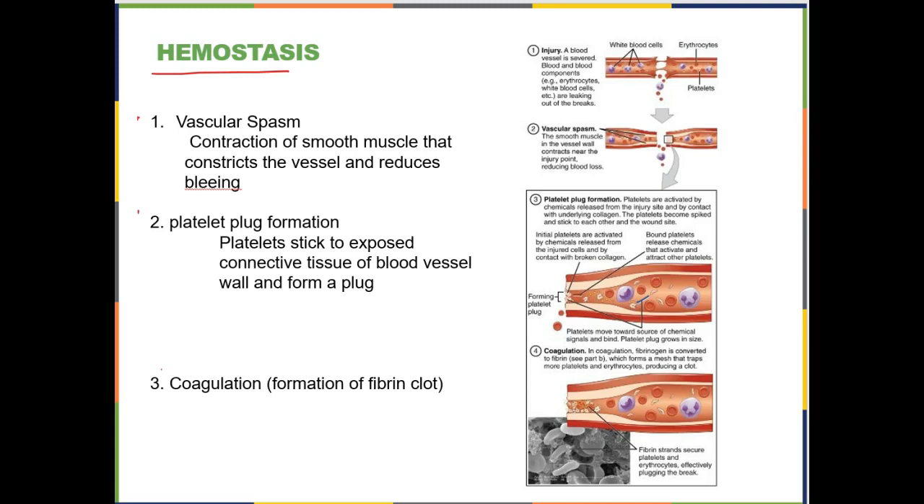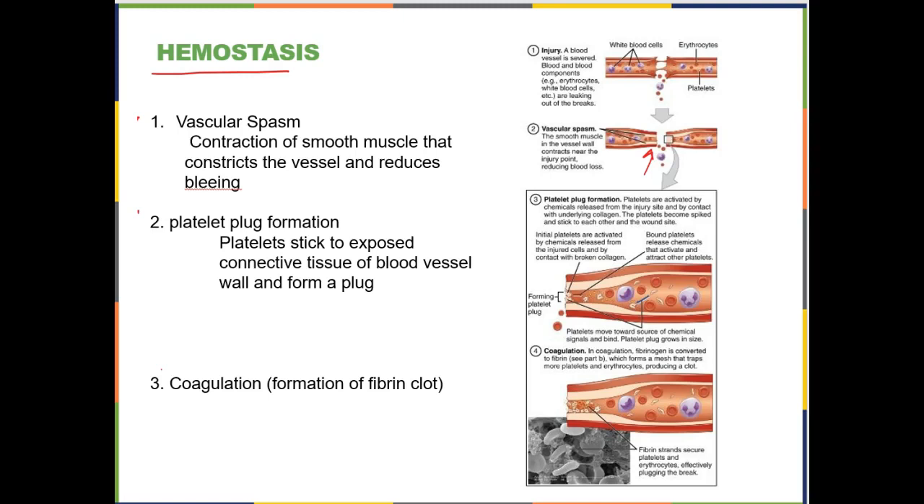Vascular spasm is easy enough to understand. As you can see right here, the open end of this blood vessel is starting to pinch off a little bit. That reduces the amount of blood loss that's going to take place until this blood vessel can repair itself.